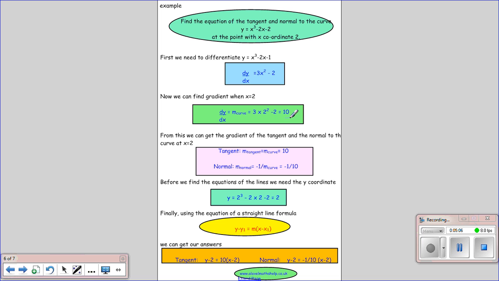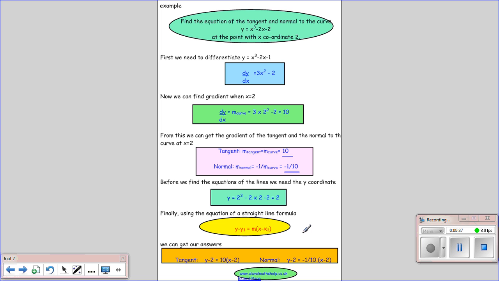Now from this, when we know the gradient of the curve, we can actually then find the gradient of the tangent, and we can find the gradient of the normal. So the gradient of the tangent, we did this before, just equals the gradient of the curve, and the gradient of the normal will be minus 1 over the gradient of the curve, so the negative reciprocal of the gradient of the curve. So if the gradient of the curve is 10, the gradient of the tangent is 10, and the gradient of the normal is minus 1 over 10.